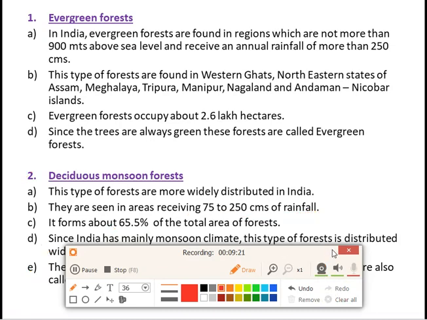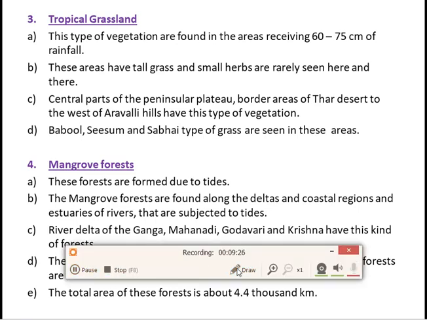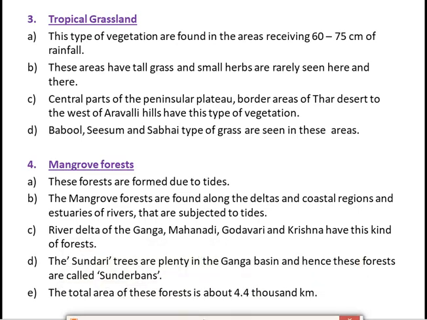Now let's come to the third type of forest, tropical grasslands. This type of vegetation is found in areas receiving 60 to 75 centimeters of rainfall. The areas have tall trees, and small herbs are rarely seen here and there. So in tropical grassland areas, the trees are very tall and small herbs are rarely seen in some parts of the areas.